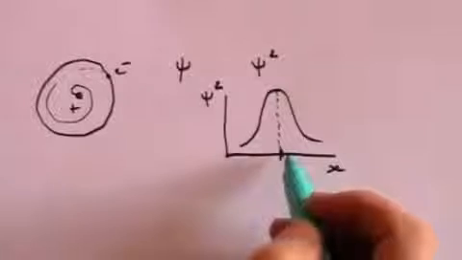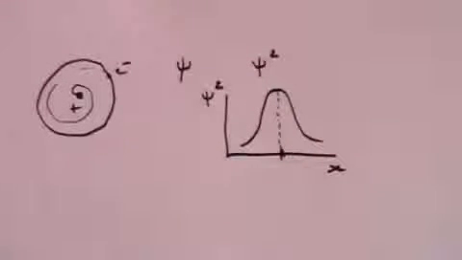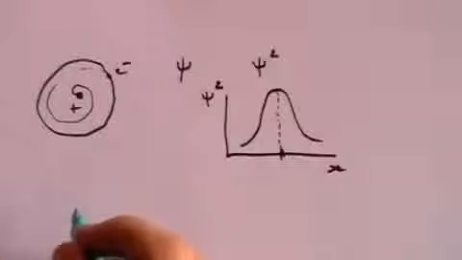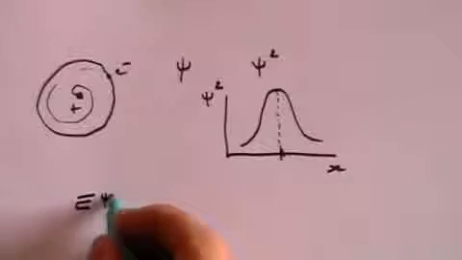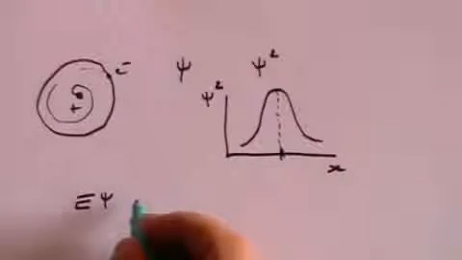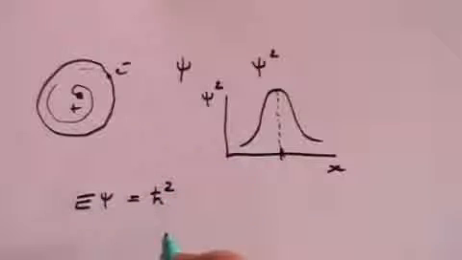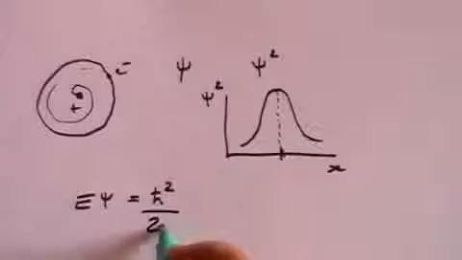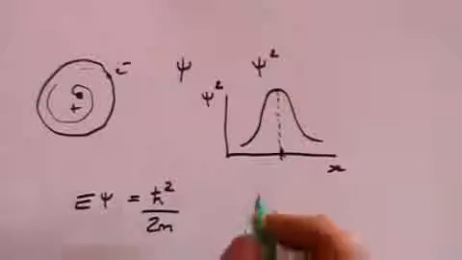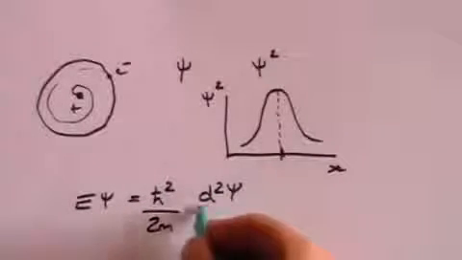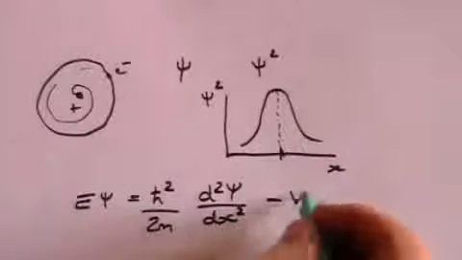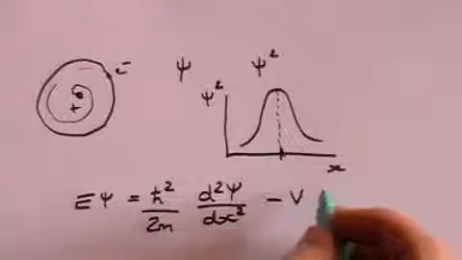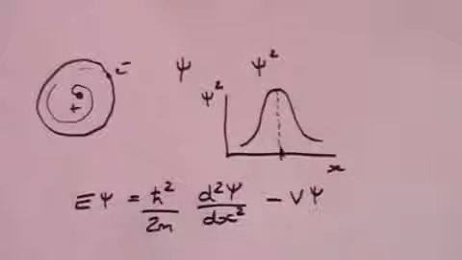It was Schrödinger who first developed the wave equation, the so-called Schrödinger wave equation, which says that the energy of the electron multiplied by its wave function equals h bar squared, that's the reduced Planck's constant, divided by 2m, where m is the mass of the electron, multiplied by the second differential of psi with respect to x, minus the potential, which is V, times psi. And that is in one dimension. We tend to work in one dimension to keep things simple.